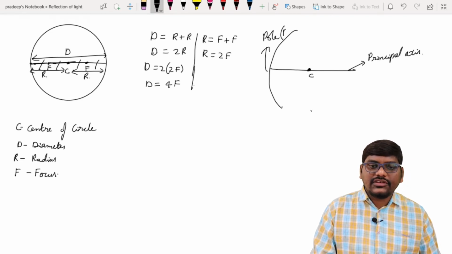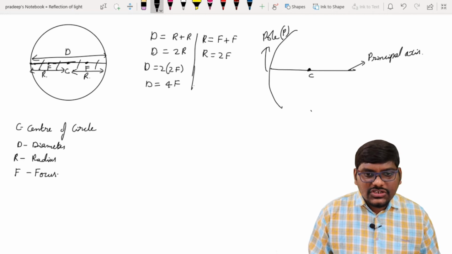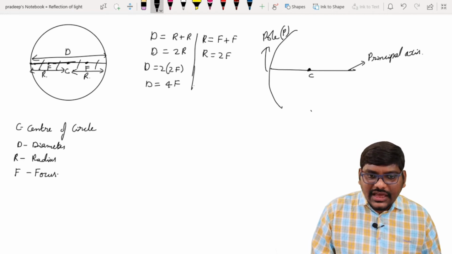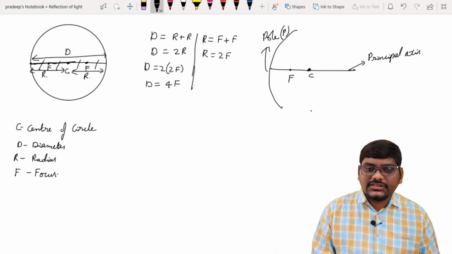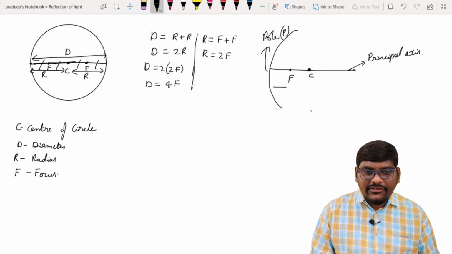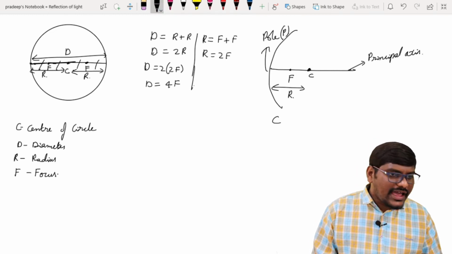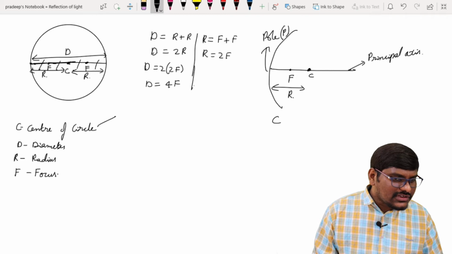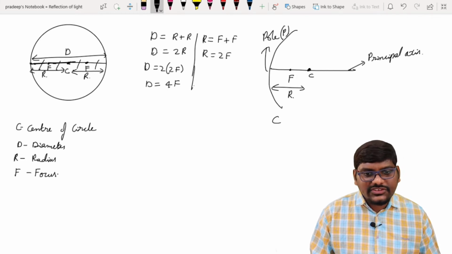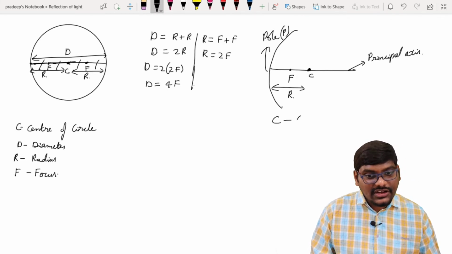Okay, we'll also represent with P. Got it? So now to this one again we have even focus. Even we have radius also. So we have center of curvature. So here actually this center is what? Center of circle. But here to the curve, this C is not center of circle, it is center of curvature.